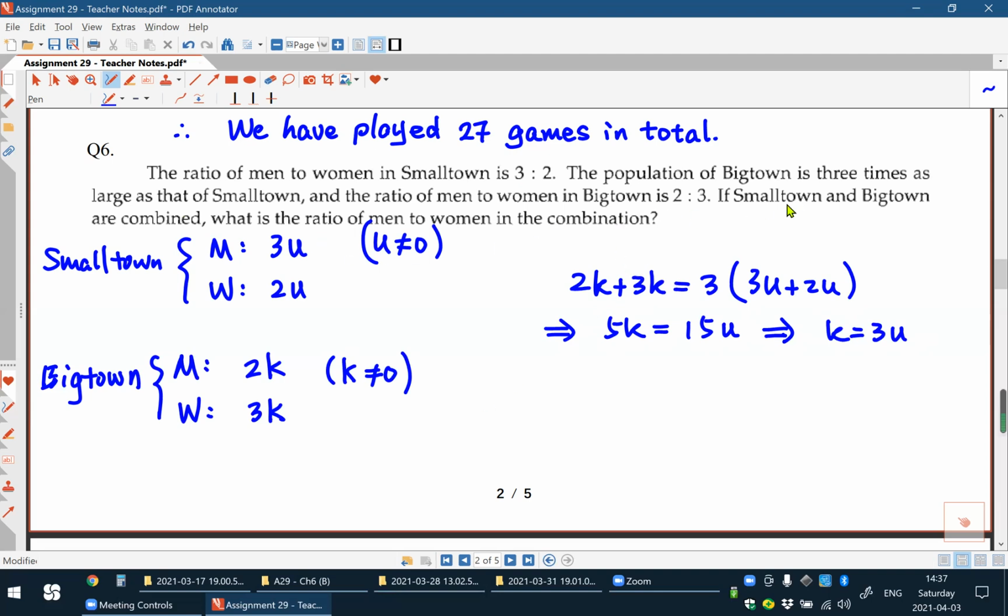And what do we want here? We want to know the combined men to the combined women. We already know that K is 3u, so let's rewrite the number of men here. Number of men in the big town is 2K. 2K means 6u, right? And number of women here is 3K. 3K means 9u.